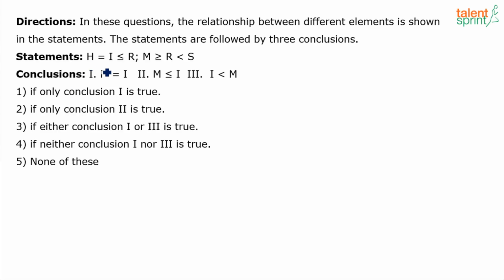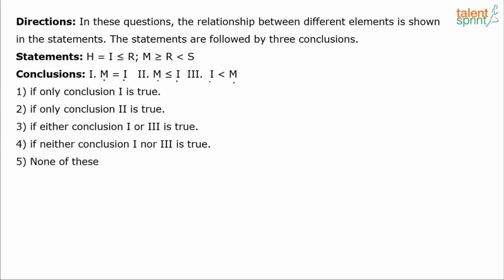No point in reading the statements. Look at the conclusions directly. Conclusion number 1 says M is equal to I. Now, interestingly, this particular question has one statement with equality between H and I. So you can see that in all three conclusions we have a relationship between M and I: M equal to I, M less than or equal to I, I less than M.